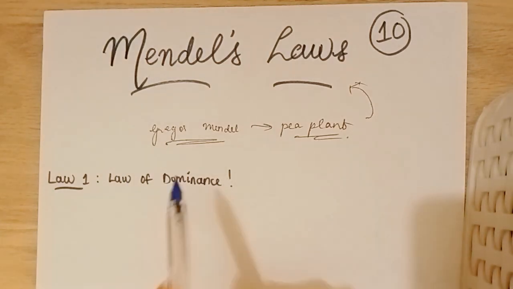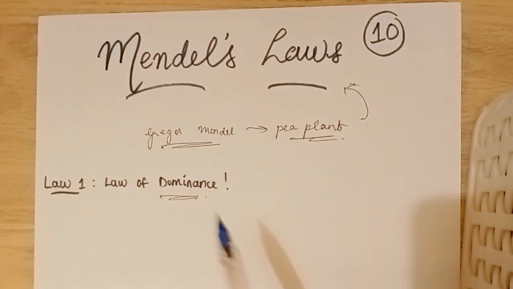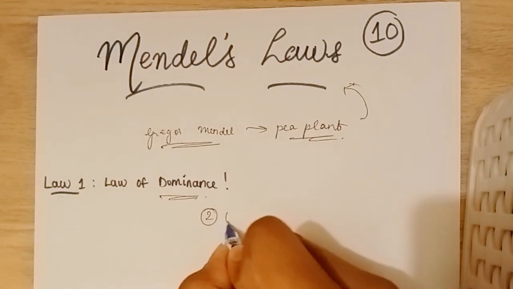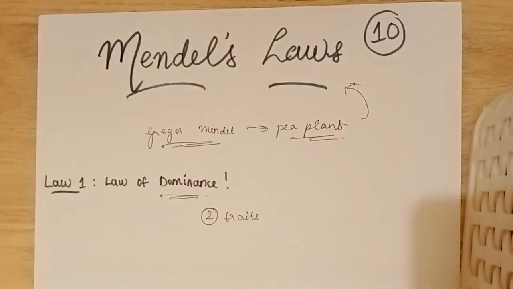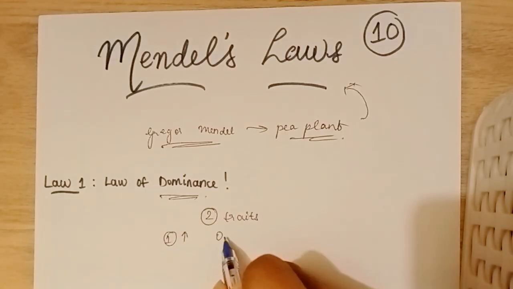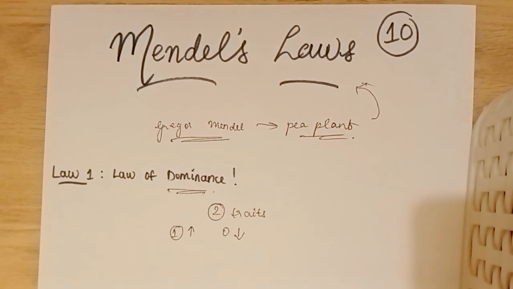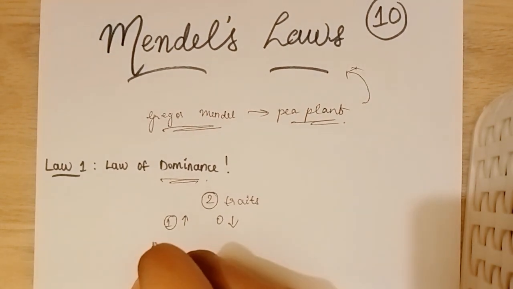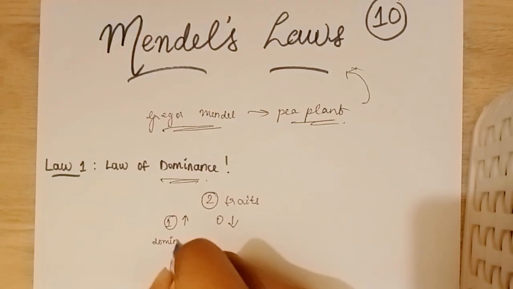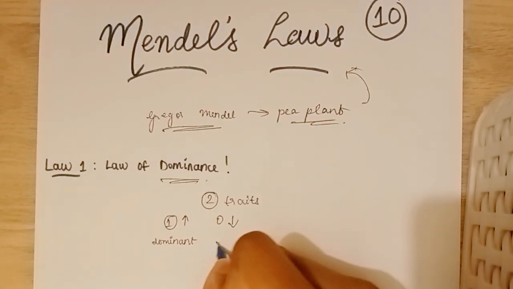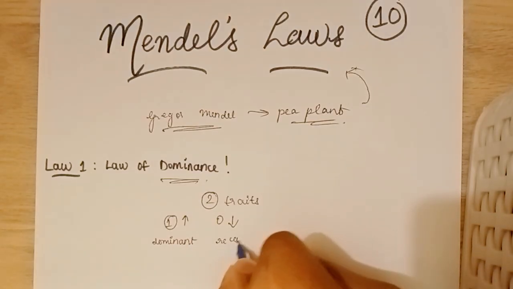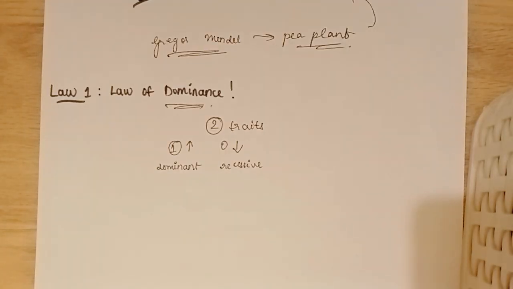From the word dominance, that means something is dominant. So what did he find out? He found out that when two traits are combined together, one trait will always dominate and the other will always be hidden, or become recessive. Anything that shows up is called a dominant trait, and anything that is hidden is called a recessive trait. So what did he mean by this?